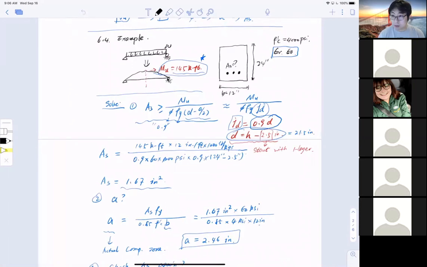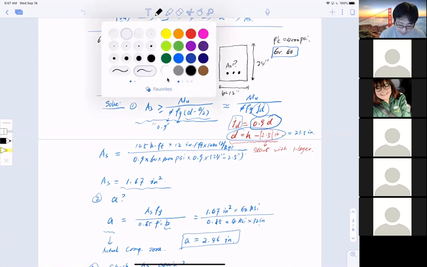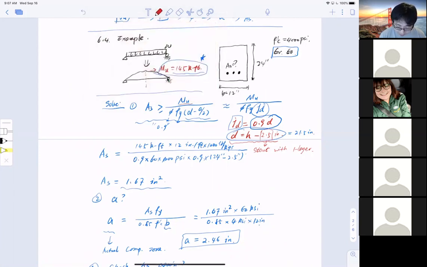I don't know what the reinforcement is, but I know the section. So this is called design a reinforcement with given section. I use this equation, Mu divided by phi fy, to get this AS estimated.